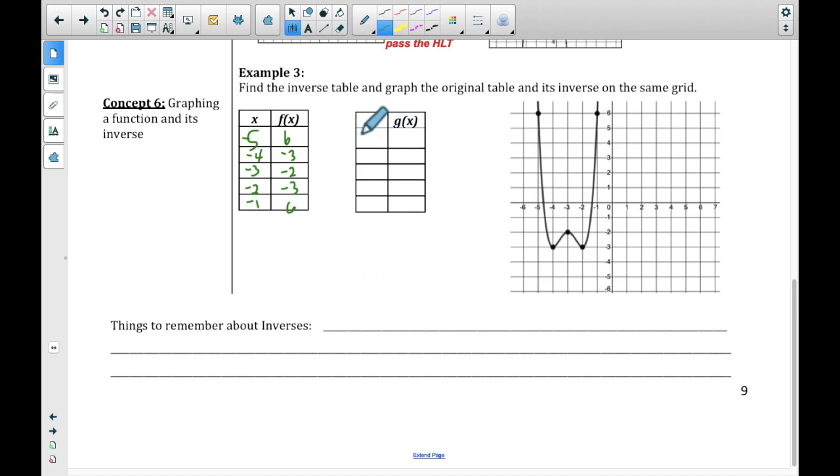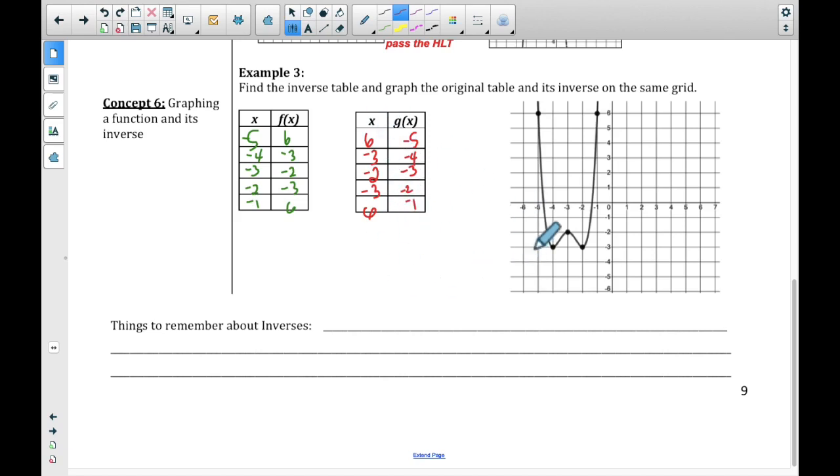Okay, let's go ahead and switch our x's with y's. In other words, the 6, -3, -2, -3, 6, I'm going to put those in the x column, and the other numbers I'm going to put in the y column. Maybe as you filled it in, you could tell it's not one-to-one because we're repeating the 3, we're repeating the 6, or -3 and 6. So that's not going to be one-to-one.